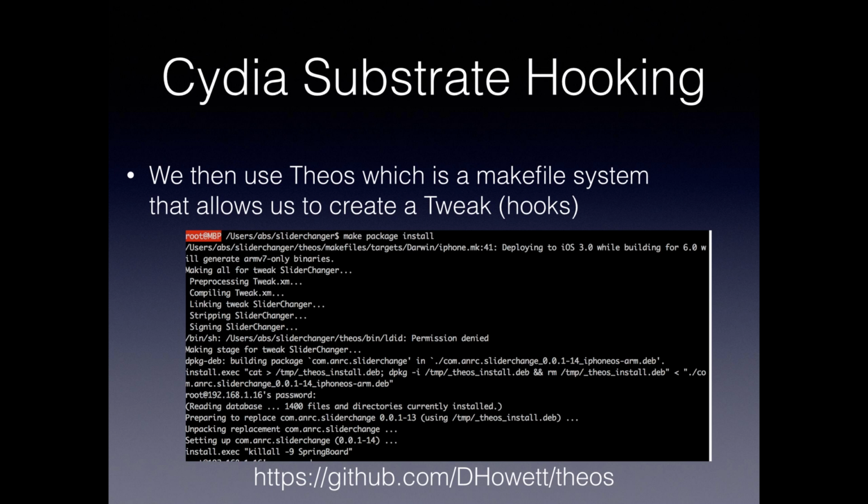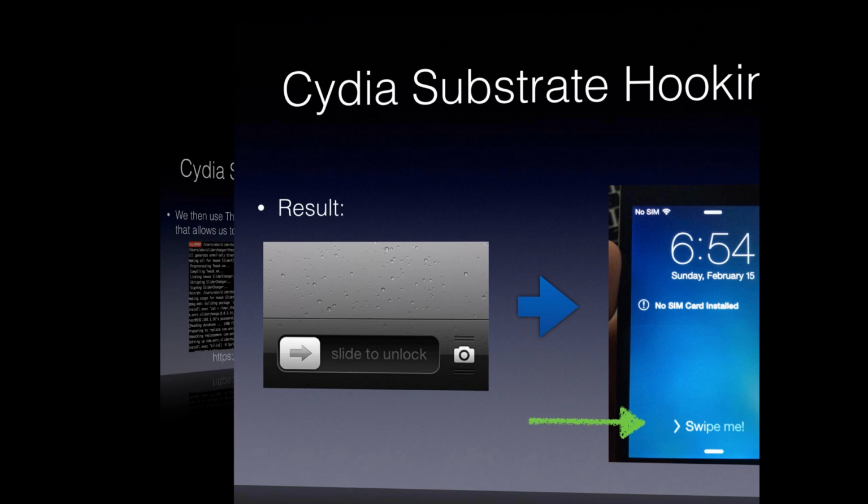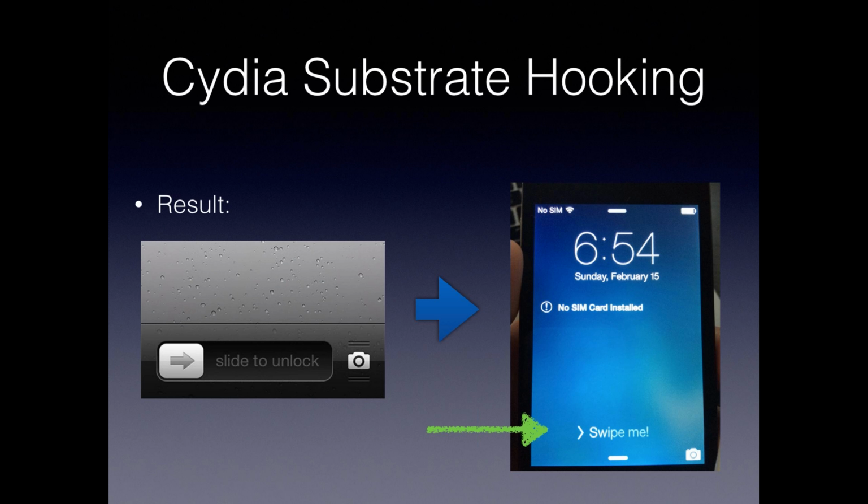So you simply write your code and run make package install, and it will compile your tweak or your hook and create a Debian installation package. Then it will connect over SSH through your Wi-Fi network to your phone and install that package. At that point, it will do something called respringing, which is basically restarting the front end of your phone. And when you do that, you can see that the phone now says swipe me instead of slide to unlock.